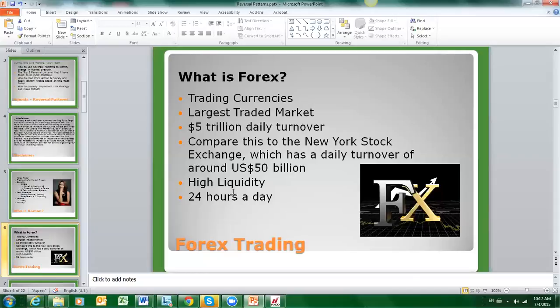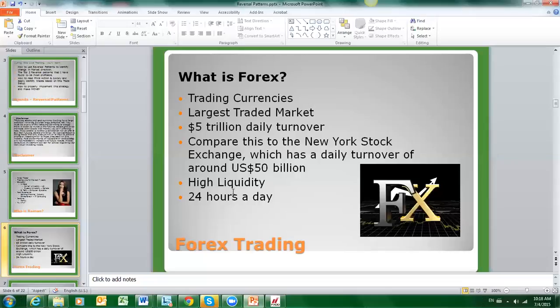And sometimes your order may sit there for a while because you just don't have the person on the other side willing to transact with you. You won't find that in the Forex industry. Anytime you want to place an order, there's usually somebody there to actually transact with you. And it's a market open 24 hours a day.